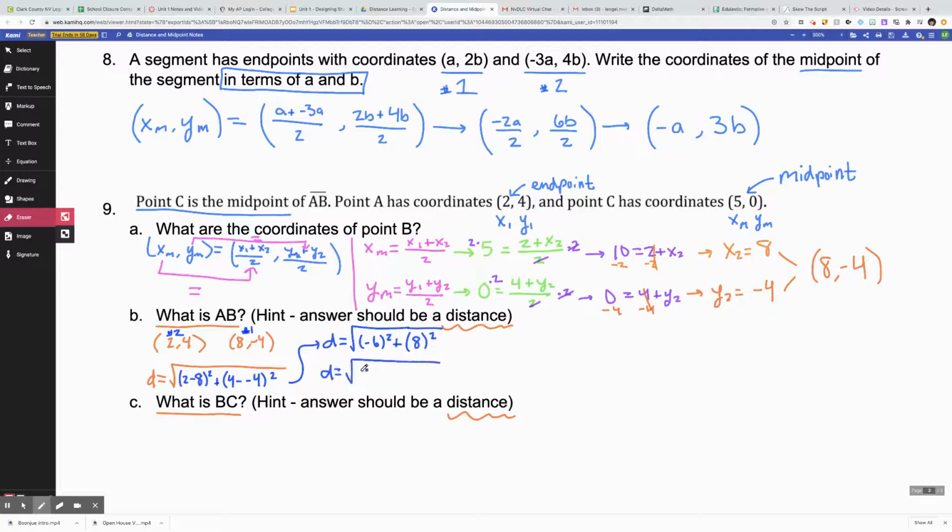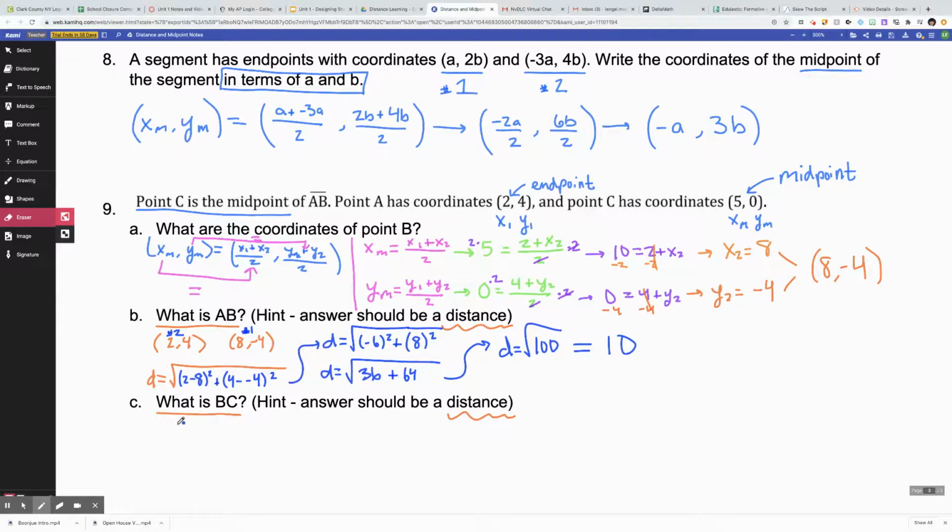So negative 6 squared is 36. Remember, any number squared is positive. 8 squared is 64. If I add those together, I get that d equals the square root of 100. And 100 is a perfect square number. So the square root of 100 is 10. All right. So that is the distance from point A to point B.